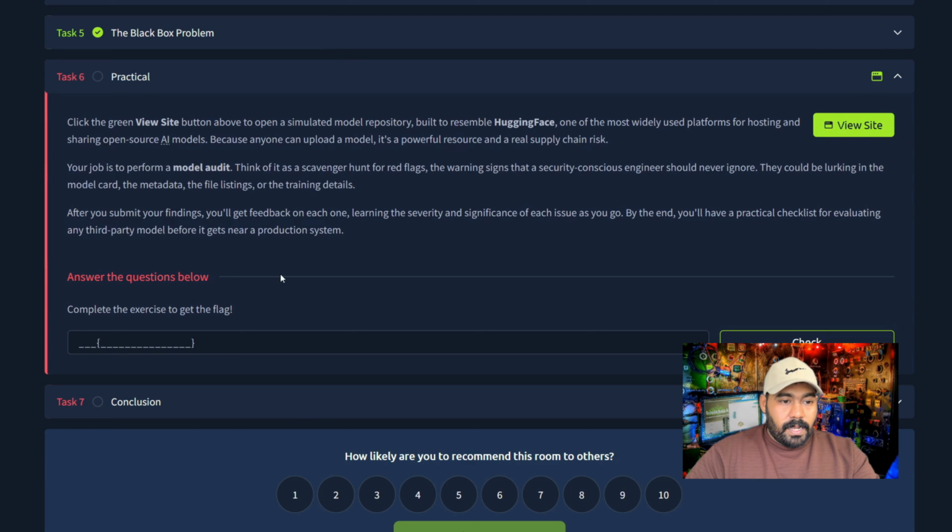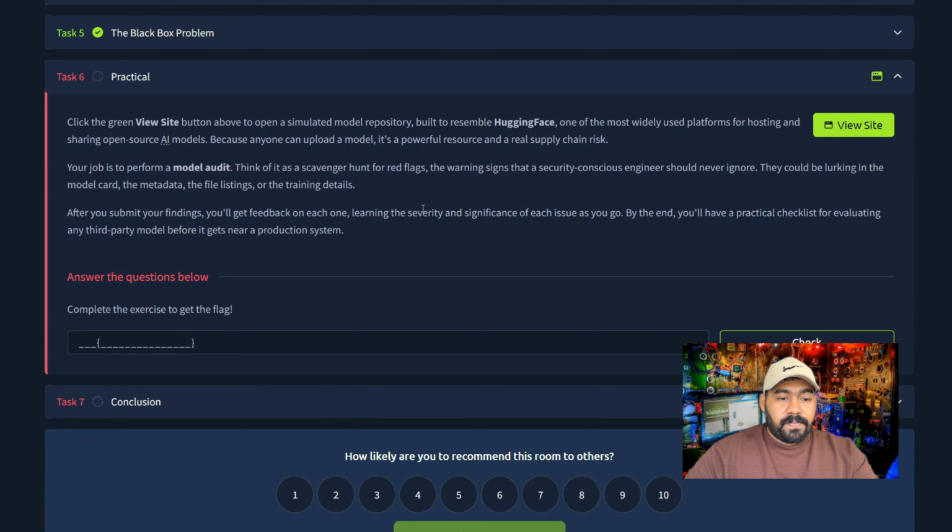Task number 6 is the practical exercise, a hands-on part. Click the green View Site button above the simulated model repository to open a replica of Hugging Face, one of the most widely used platforms for sharing open source AI models. Because anyone can upload a model, it's a powerful resource and a real supply chain risk. Your job is to perform the model audit. Think of it as a scavenger hunt for red flags, the warning signs that a security-conscious engineer should never ignore. They could be in the model card, the metadata, the file listing, or the training details.